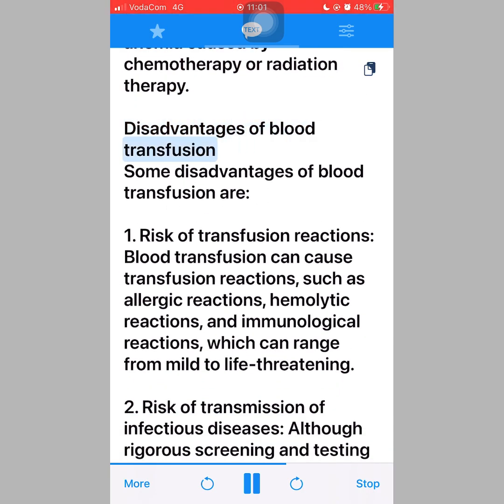Disadvantages of blood transfusion. Some disadvantages of blood transfusion are: 1. Risk of transfusion reactions. Blood transfusion can cause transfusion reactions, such as allergic reactions, hemolytic reactions, and immunological reactions, which can range from mild to life-threatening.